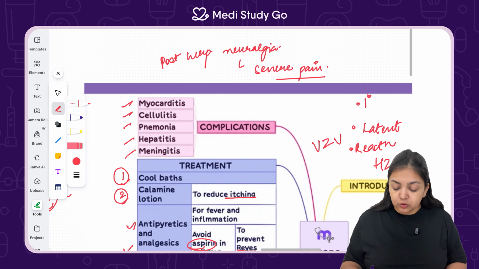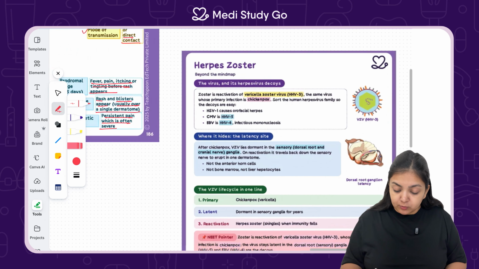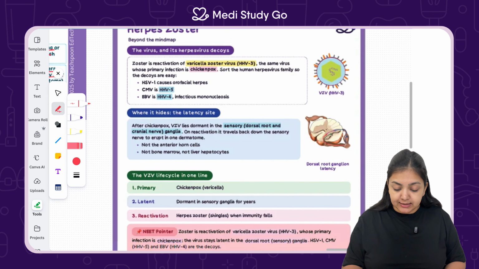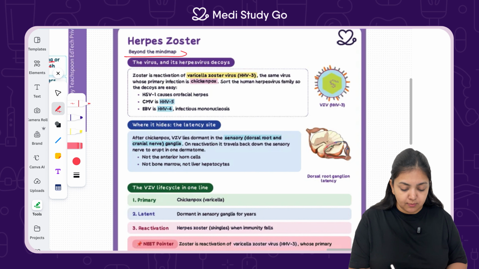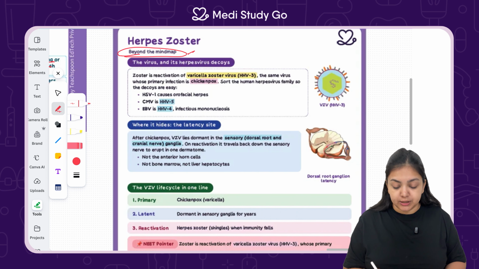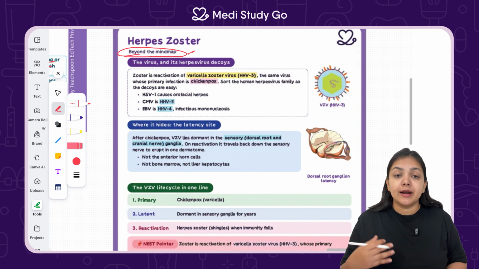Now, one more thing which you need to know from the point of NEET preparation is that certain points can be studied specifically for NEET, which have been asked already in the exam. For that, I shall recommend you to read the Beyond the Mind Map notes on the app of MedStudyGo. Why is it different? Because it is going to contain some points which are direct pointers for questions which have already been asked and have a high probability of being asked again.